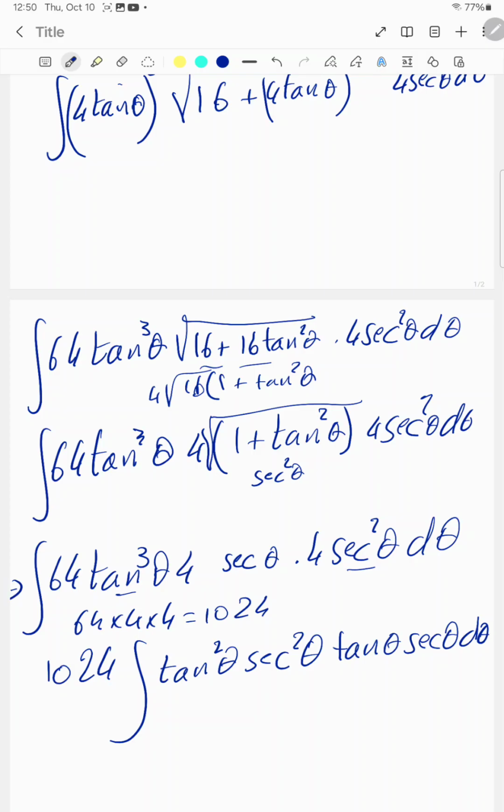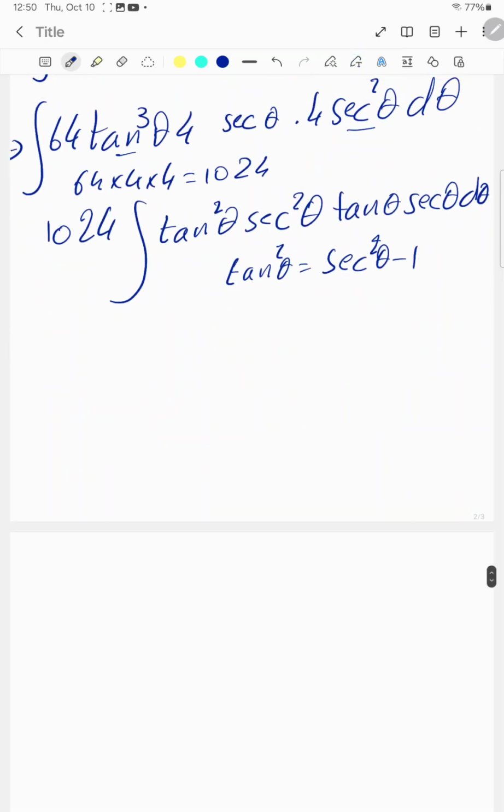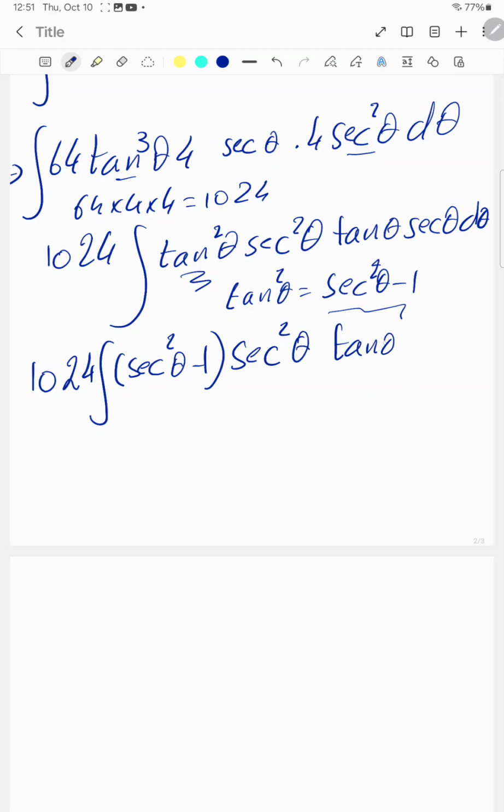And now I know that tan to the power of 2 theta is equal to sec to the power of 2 theta minus 1. So I will replace tan to the power of 2 here by sec to the power of 2 theta minus 1. So my integral becomes 1024 integral of sec to the power of 2 theta minus 1 times sec to the power of 2 theta times tan theta sec theta d theta.